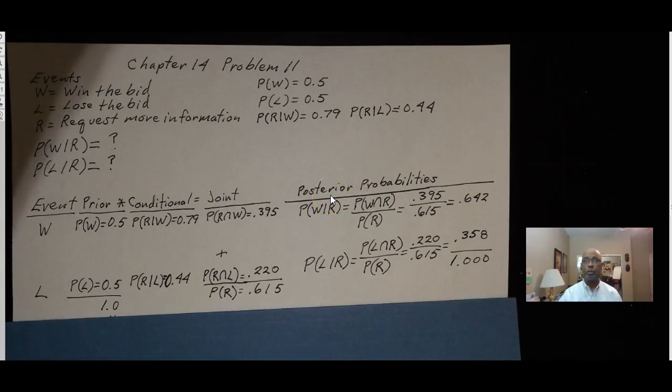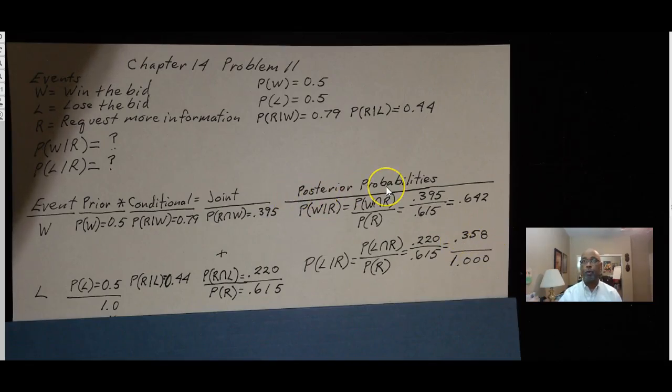So now we can use this to compute the posterior, or what is sometimes called the revised probabilities. So the probability of winning, given that additional information was requested, is going to be the probability of W and R divided by the probability of R. In this case, 0.395 divided by 0.615, or 0.642. Likewise, the probability of losing, given that additional information was requested, the probability of L and R divided by the probability of R, 0.220 divided by 0.615, or 0.358.